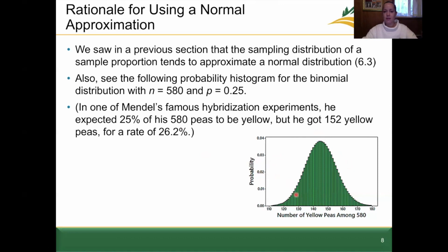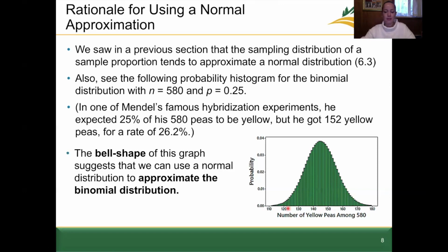Looking at this histogram then, the probability versus the number of yellow peas among 580, remember this is our binomial distribution because we can either have success or failure, where success is represented by getting a yellow pea and failure is getting some other color aside from yellow. So here's our binomial distribution. Because it's bell-shaped, this does suggest to us that we can use a normal distribution to approximate the binomial distribution of data that we're working with.